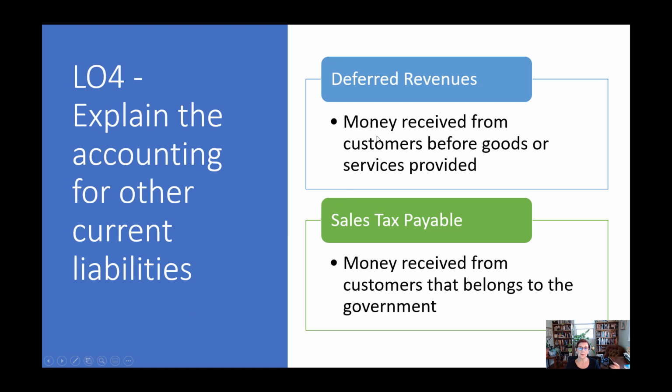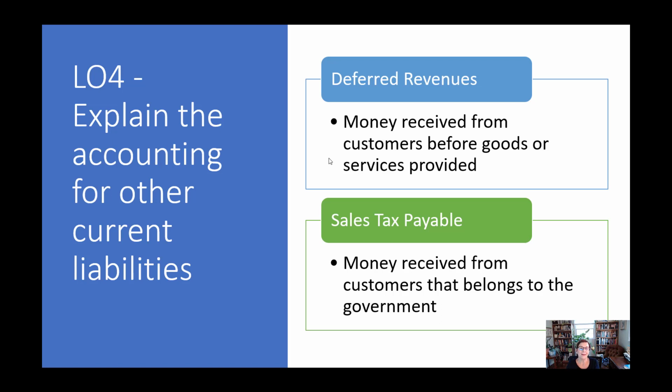We're going to talk about deferred revenue and then sales taxes payable. So deferred revenue, remember, is money that has been received from customers before goods or services were provided. So when you're recording deferred revenue, it's a credit balance account because remember it's a liability. You're debiting cash, right? The only way you can have a deferred revenue is you must have gotten cash. So you're debiting cash, crediting the deferred revenue, and then eventually the revenue gets earned. And when the revenue gets earned, it comes out of deferred revenue and goes into either service or sales revenue.